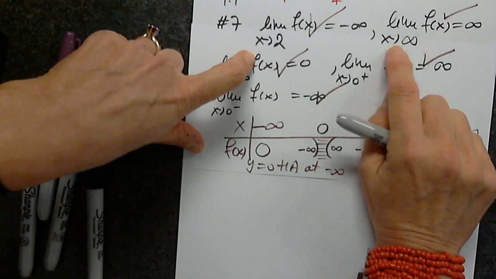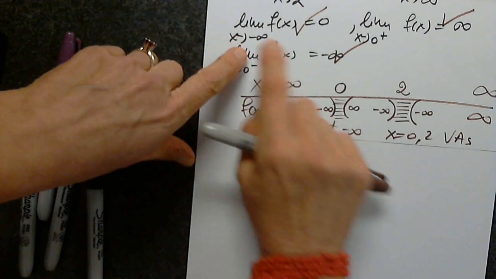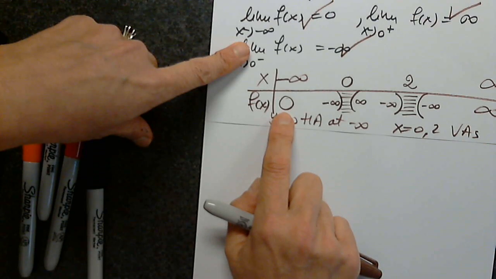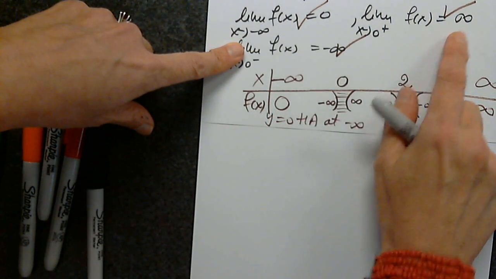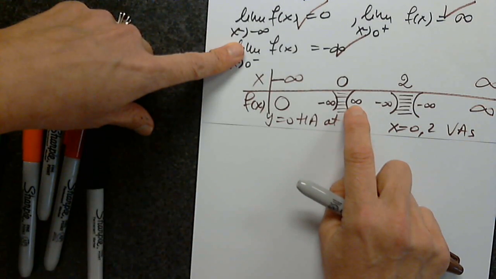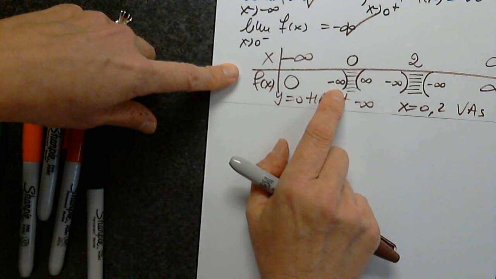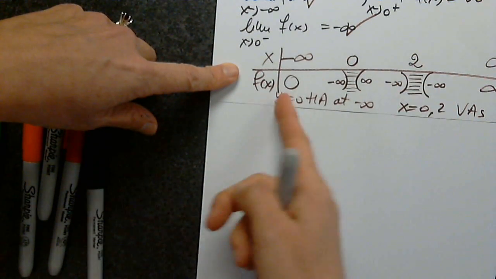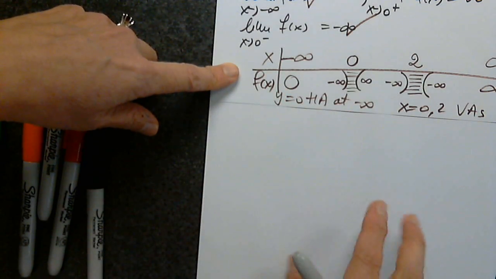The limit of f of x as x approaches infinity is infinity. Is that okay? Okay. So limit of f of x as x approaches negative infinity is 0. Limit of f of x as x approaches 0 from the right is infinity. And limit of f of x as x approaches 0 from the left is negative infinity. So obviously this must be a vertical asymptote, this must be a vertical asymptote, and this is a horizontal asymptote at negative infinity. Better? Okay.